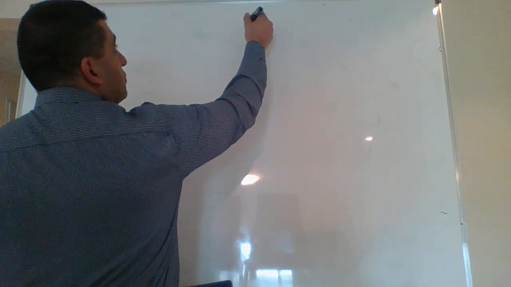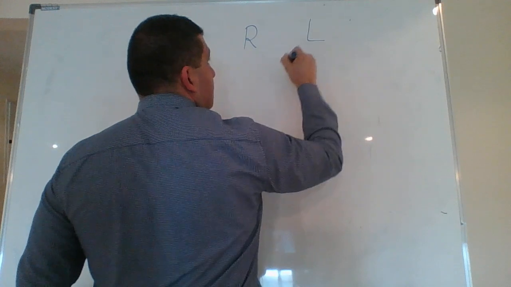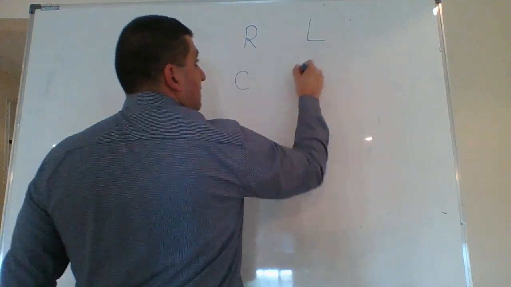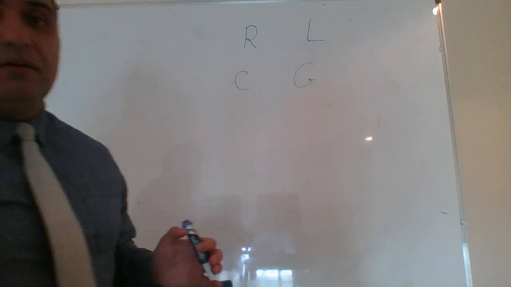Before we start our topic, let us recall our previous lecture. In our previous lecture, we discussed the parameters of a transmission line. Let's write down what we spoke about: resistance, inductance, capacitance and conductance. That's what we spoke about during the last lecture.